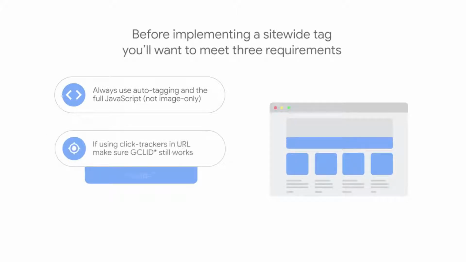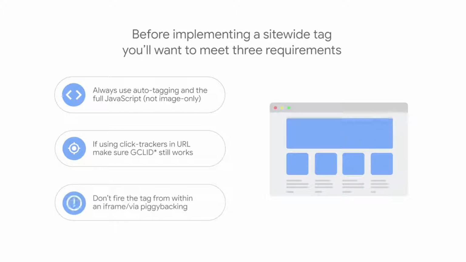If using any click trackers in tracking URLs, make sure the gclid still works. You can use Google's Chrome developer tools to help you troubleshoot this. Don't fire the tag from within an iframe or via piggybacking. If you use an existing conversion tracking tag, like Floodlight or from a third party, this tag will not fire from your site domain, so will not have the access to the first-party cookies.